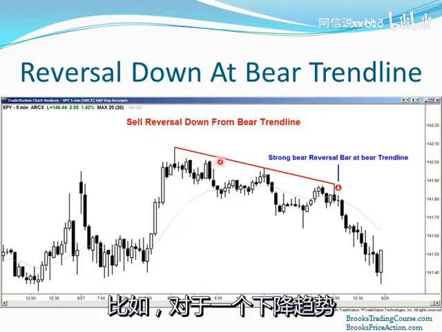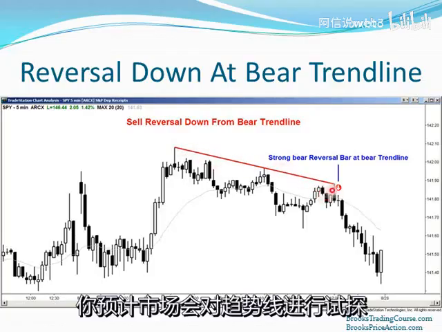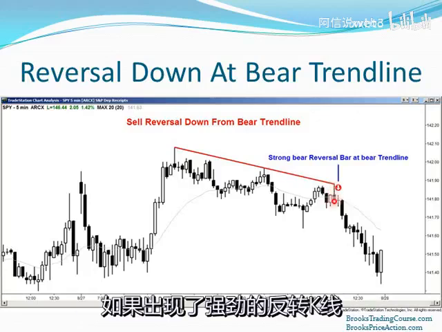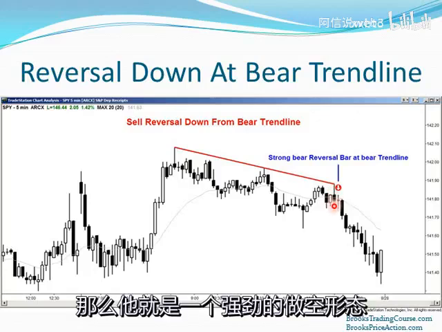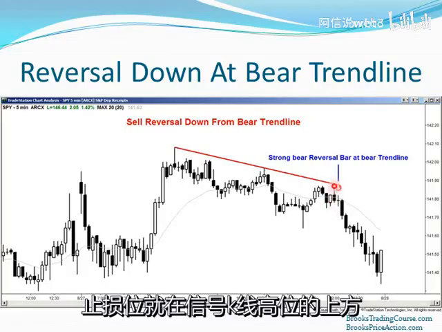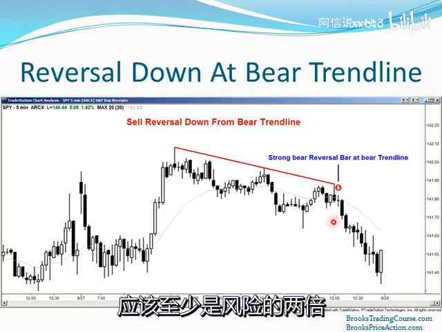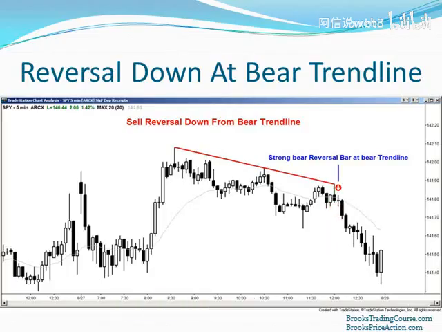So for example, if the market's in a bear trend and you draw a trend line across the highs, you look for the market to test the trend line, and if you get a strong bear reversal bar, you have a strong setup for a short. Your risk is small, the height of the signal bar, and your reward is large, probably at least twice as much as what you are risking.